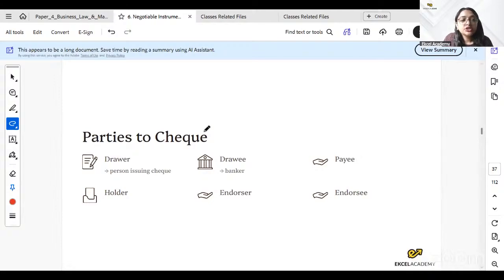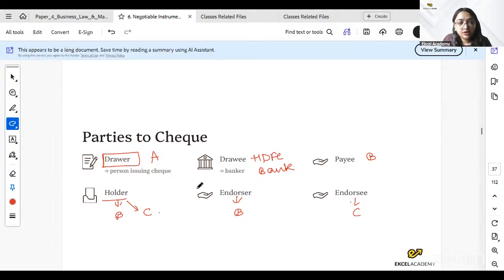Next, parties to the check. The drawer is the person who is issuing the check. In our case, it is A. The drawee is the banker. In our case, it was HDFC Bank. The payee is B. The holder is the person who holds this, in this case B. Let's say, for example, B endorses it in favor of C. So B becomes the endorser, C becomes the endorsee, and later C also becomes the holder of the check. All right, so this is how you understand the different parties to your check.